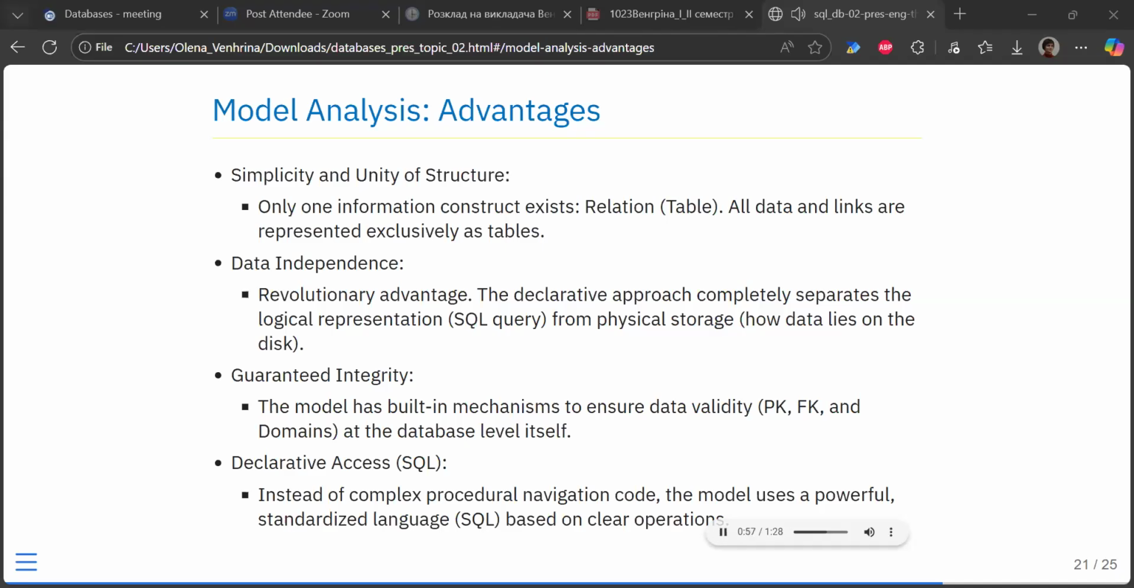Third, guaranteed integrity. As we analyzed in detail in Topic 3, the model is not just a repository, it is a guardian. It has built-in mechanisms, primary keys, foreign keys, and domains, that ensure data validity at the base level itself. And fourth, declarative access via SQL. Instead of complex procedural navigation code, we have a powerful standardized language. But, of course, such a design has a flip side. For these advantages, a certain price has to be paid, which we will consider on the next slide.